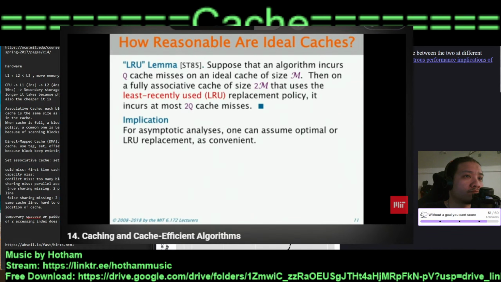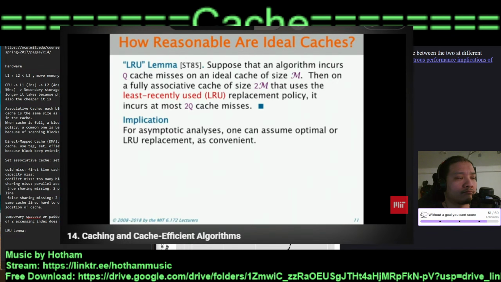lemma that was proved in 1985. It's called the LRU lemma. It was proved by Sleator and Tarjan, and the lemma says, suppose that an algorithm incurs Q cache misses on an ideal cache of size m. Then on a fully associative cache of size 2m that uses the LRU, or least recently used replacement policy, it incurs at most 2Q cache misses.